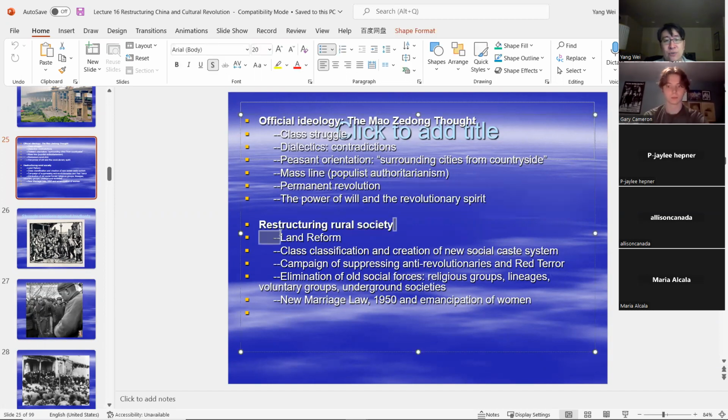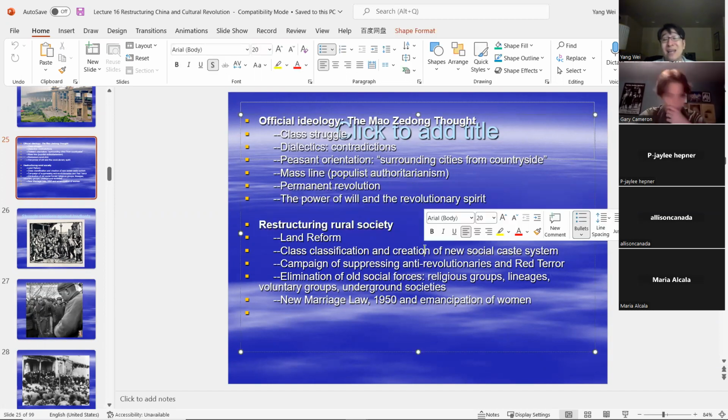Okay, and the social policies. The first thing the party did is land reform. That means as long as they control one city or one town or one village, the army is going to help to confiscate the land from the landholders. No matter how much land you have, you may be a big landholder, you may be a small landholder, it doesn't matter. All land will be taken away from you by the state.